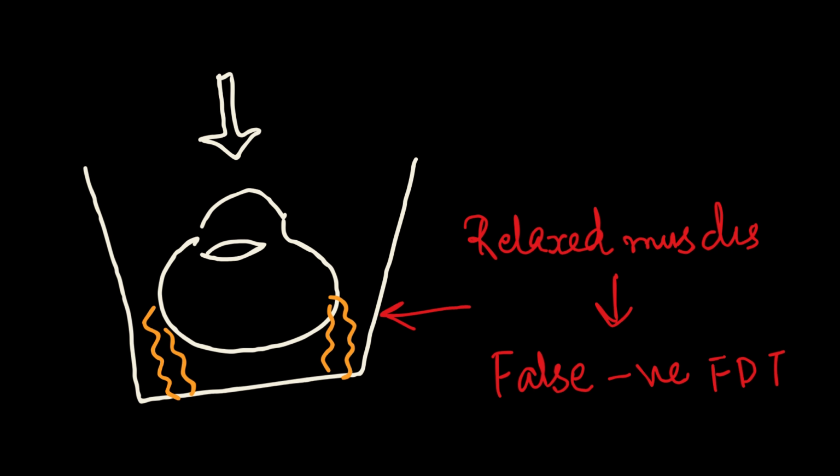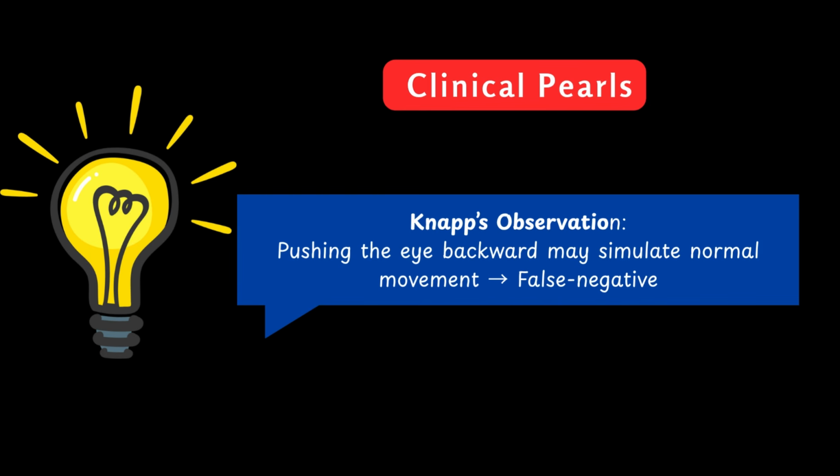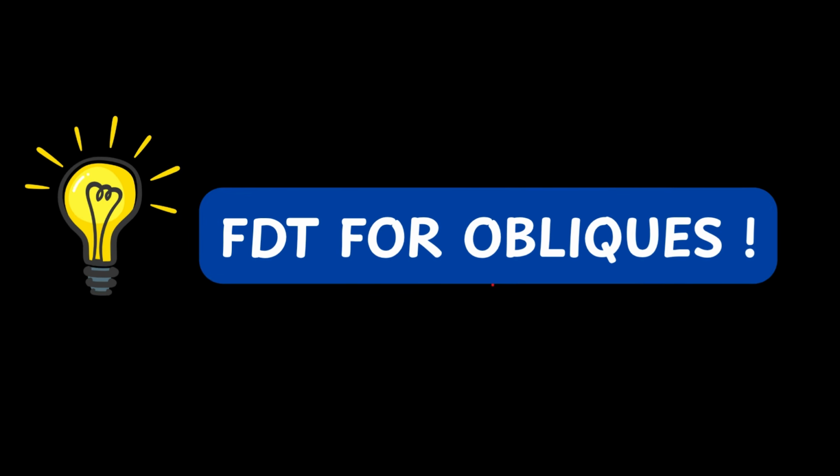Pushing the globe too far posteriorly relaxes the anterior segments of the recti muscles and their fascial tissues, and therefore it also relaxes the tension on the restrictive elements, if at all any are present. So this can make a truly restricted globe appear to move freely. So be gentle, right? Avoid retropulsion during an FDT for recti. We'll see in a moment how this changes when we test the oblique muscles.